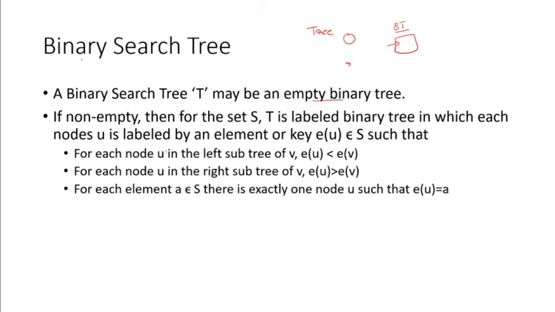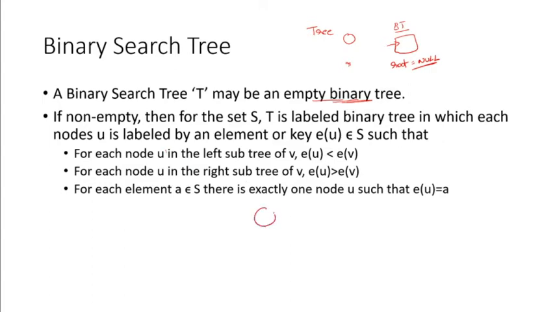In the same way, the binary search tree also behaves. So a binary search tree T may be an empty binary tree. You can point to a space and say, yes, this is a binary search tree. So you can have a root node pointing to null. I'll give you the gist of what is written here.